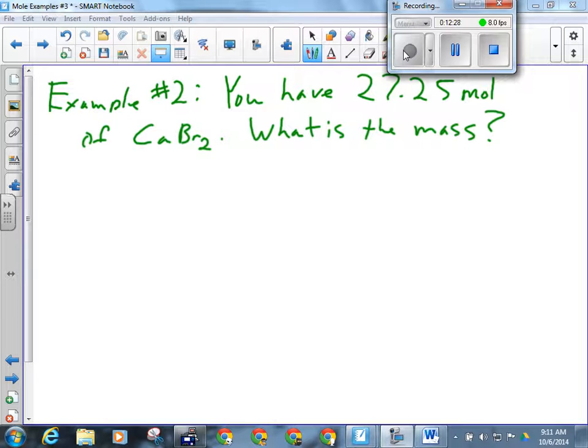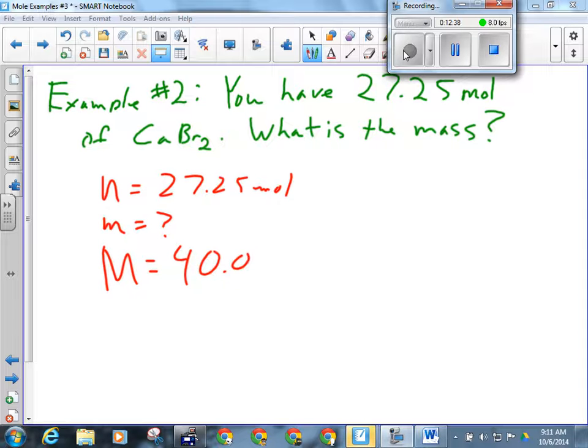All right, so we got 27.25 moles, so they gave us n, 27.25 mole. We're looking for the mass, that's little m, it's a question mark, and they told us it's calcium bromide, so we're looking at 40.08, plus 79.90 times 2.